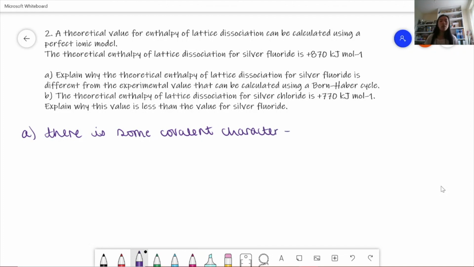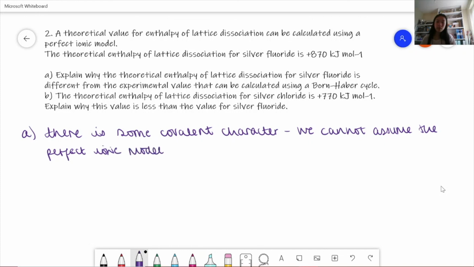And therefore we cannot assume the perfect ionic model as it will be inaccurate because that's assuming that all the ions are perfectly spherical, whereas if they have some covalent character, then we've got some polarization, so some distortion of the ions.